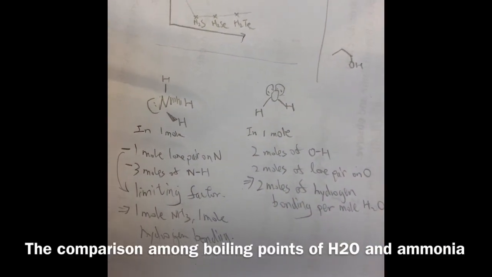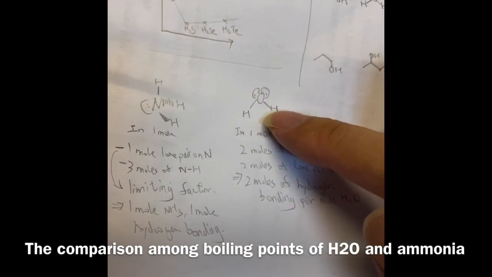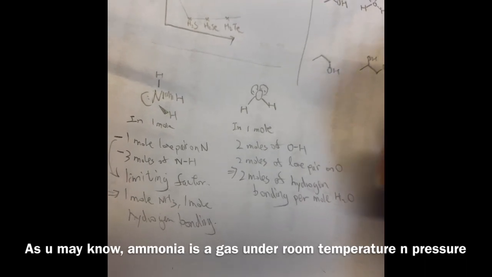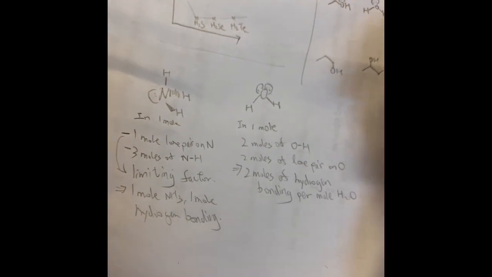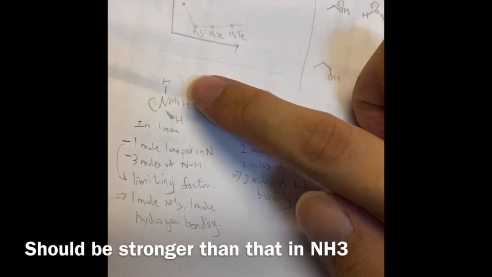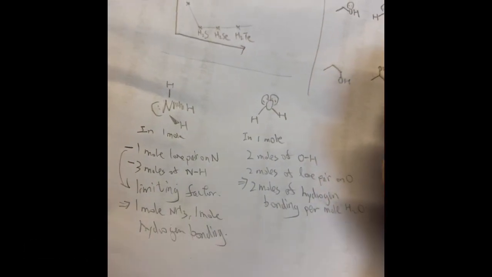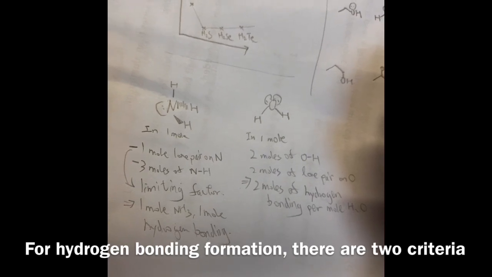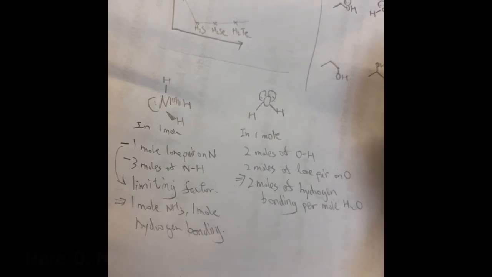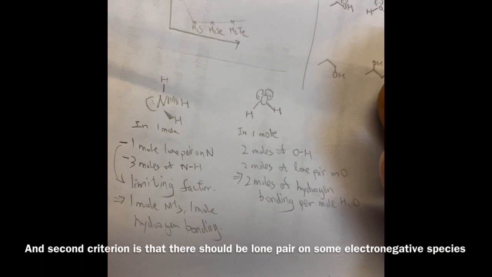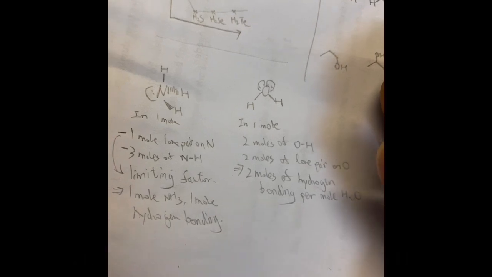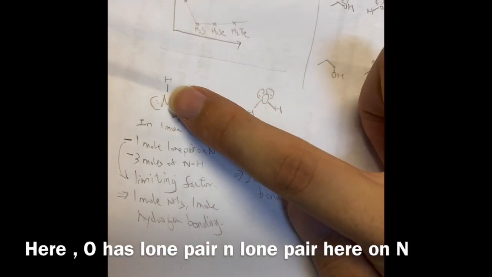Now the comparison of boiling point between H2O and NH3. As you may know, NH3 is a gas under standard pressure, and water, of course, is a liquid. It means that the intermolecular attraction of H2O should be stronger than that in NH3, and here is the reason why. For hydrogen bonding formation, there are two criteria. First, hydrogen is bonded to a very electronegative atom, here O and N. The second criterion is that there should be lone pairs on the electronegative species, say for example N, O, F. Here O has lone pairs and N has a lone pair.